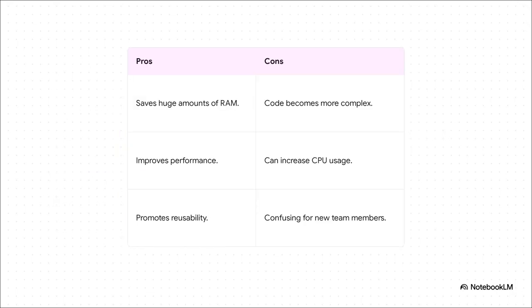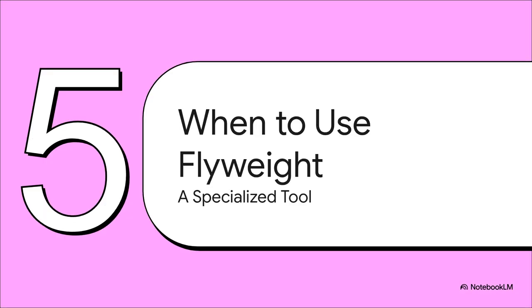So this is the crucial point. It's all about this trade-off. The pros are huge, right? We save tons of RAM and performance gets better. But the cons are very real. Separating the state like this makes the code more complex. A new developer joining the team might look at it and get pretty confused at first. You're essentially trading simplicity for a big gain in efficiency. So, given that trade-off, this pattern is definitely not a one-size-fits-all solution. It's a specialized tool, and it's really only effective under a very specific set of circumstances.